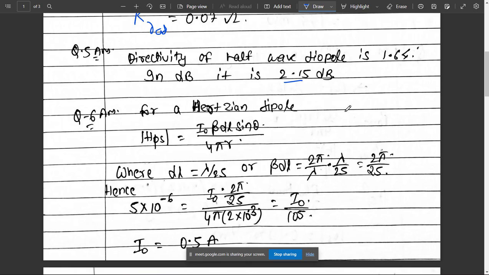So first thing is, the magnitude of H phi s is given to us, and for Hertzian dipole antenna we know that the magnitude of H phi s is I naught beta dl sine theta upon 4 pi r. Now theta is given to us, r is given to us. R is how much? 2 kilometers, that is 2 into 10 to the power 3. And dl is given to us, which is equal to lambda by 25. Then beta dl will be how much? Beta is 2 pi by lambda, right?